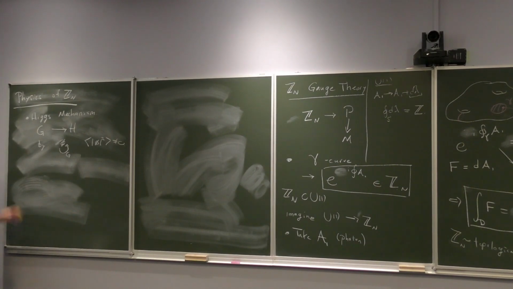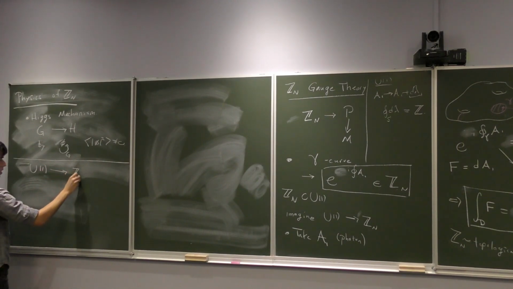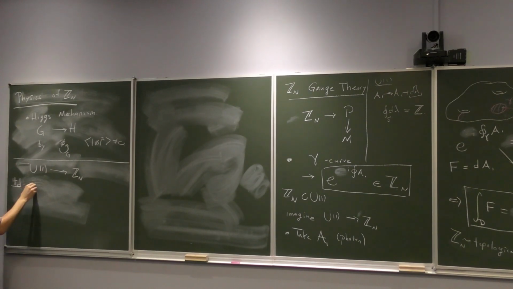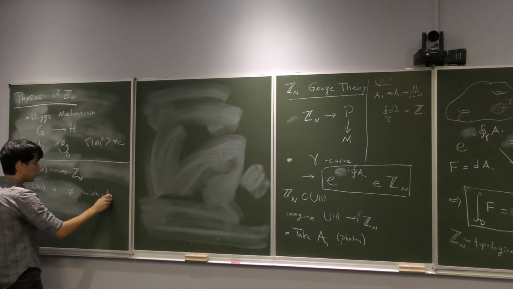But I'm going to tell you a nice way that you can describe the Zn gauge theory by using the Higgs mechanism. So again, I'm going to start with a U1 gauge theory, and I'm going to break it to a Zn gauge theory by condensing some scalar field. So I like to work in 4 dimensions, because that's where I live. And so we're going to take a U1 gauge theory, so electromagnetism, plus a scalar field with charge n.